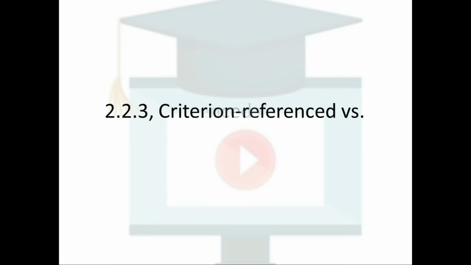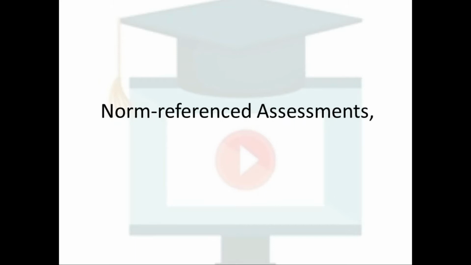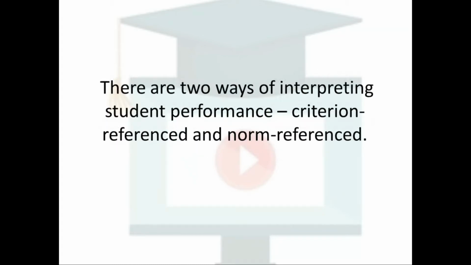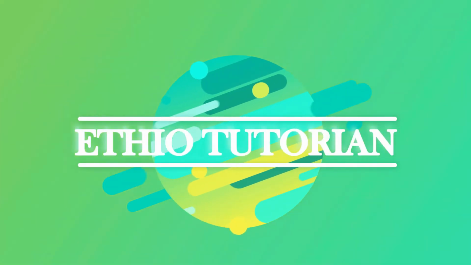2.2.3 Criterion referenced versus norm referenced assessments. How the results of tests and other assessment procedures are interpreted also provides a method of classifying these instruments. There are two ways of interpreting student performance: criterion referenced and norm referenced.